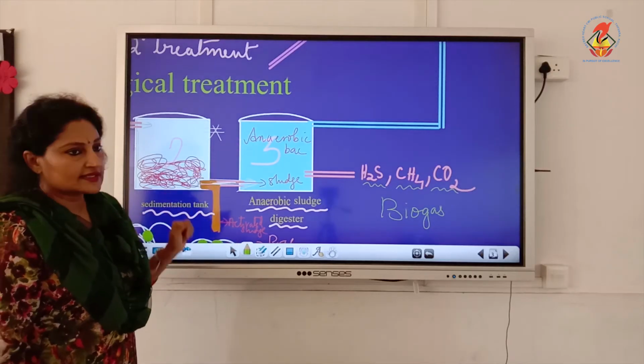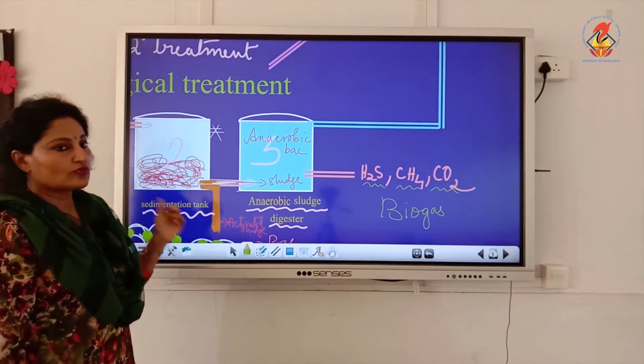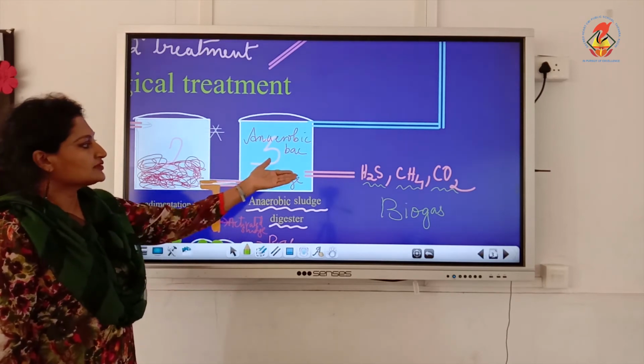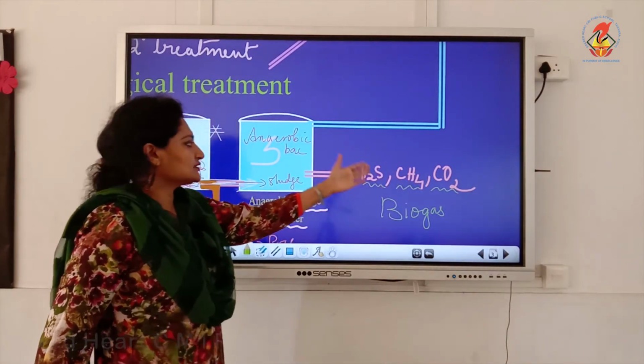So in the anaerobic sludge digester, anaerobic bacteria is present. It digests the floc. What is the floc? It digests the bacteria as well as the fungus, producing byproducts like hydrogen sulfide, methane and carbon dioxide, which can be used as a biogas.